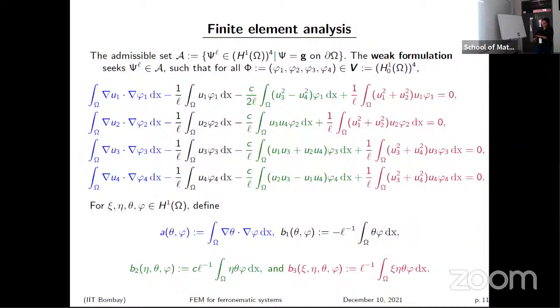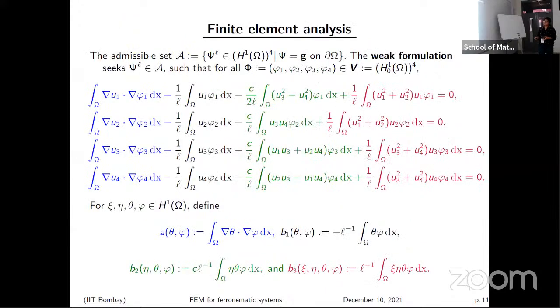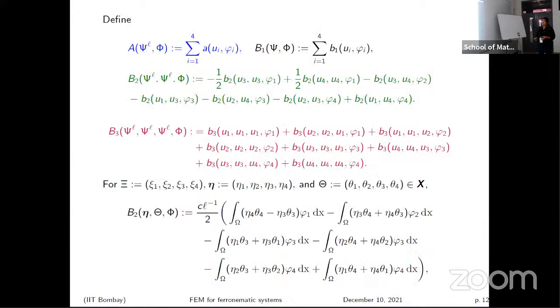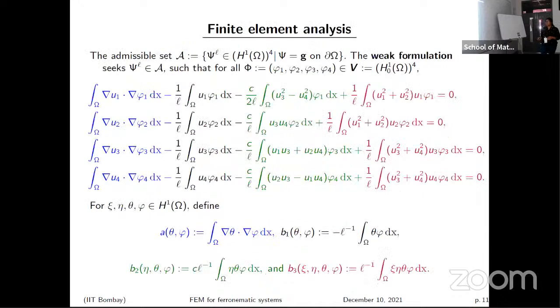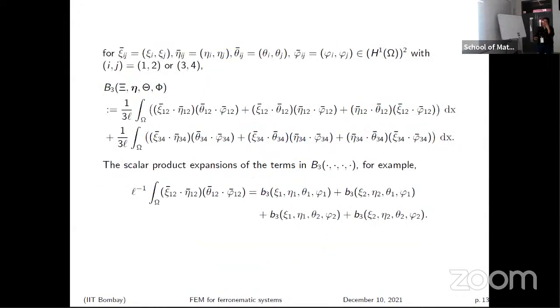form B3. So to represent the whole system, we define this capital A, B1, B2, and B3 in terms of small a, b1, b2, and b3. So yeah, this trilinear form B2 represents all the terms here, and this is the explicit definition for that. And B3, this quadrilinear form B3 represents all these terms, and this is the definition for that. And each term in the definition of B3 can be represented in terms of small b3.